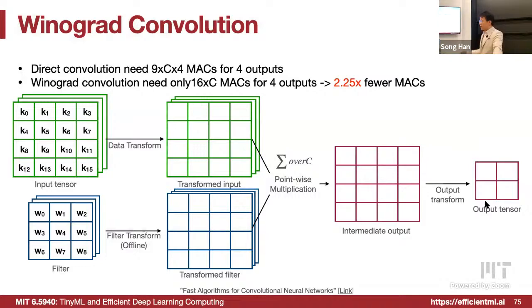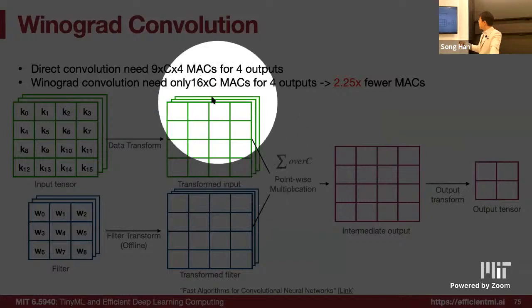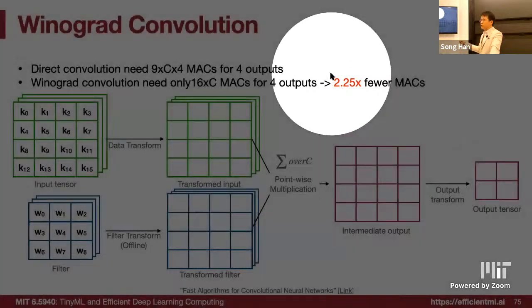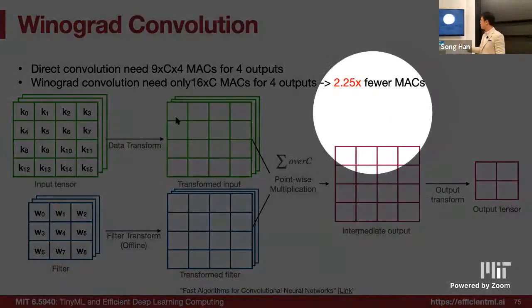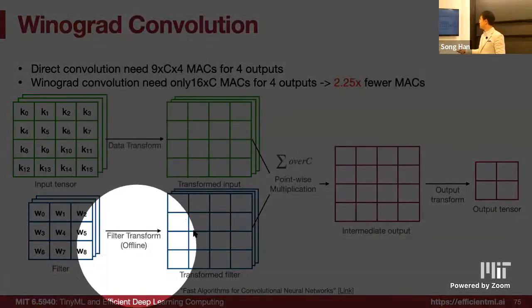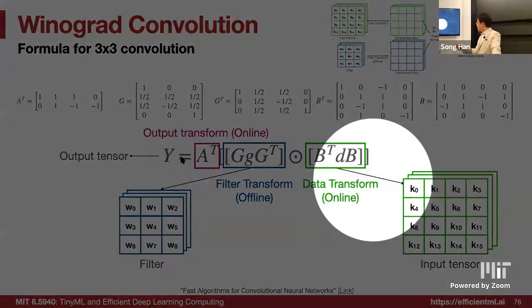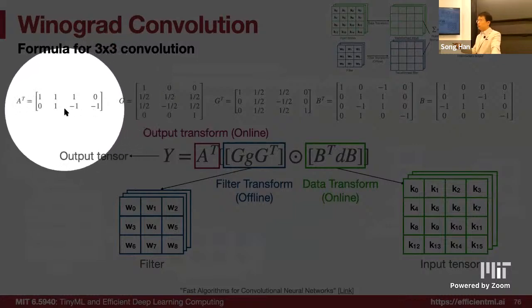Okay, so in this case, we only have 4x4 by C, which is 16C MACs to produce 4 outputs, which is 2.25 times fewer MACs compared with the direct convolution. So that looks pretty exciting. What does the data transformation look like for the input, for the filter, and for the output? Actually, Winograd convolution gives several magic matrices to do such transformation.